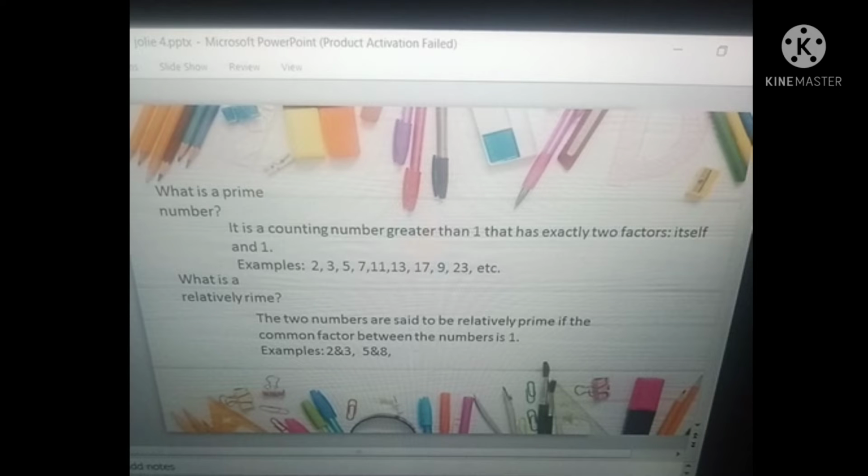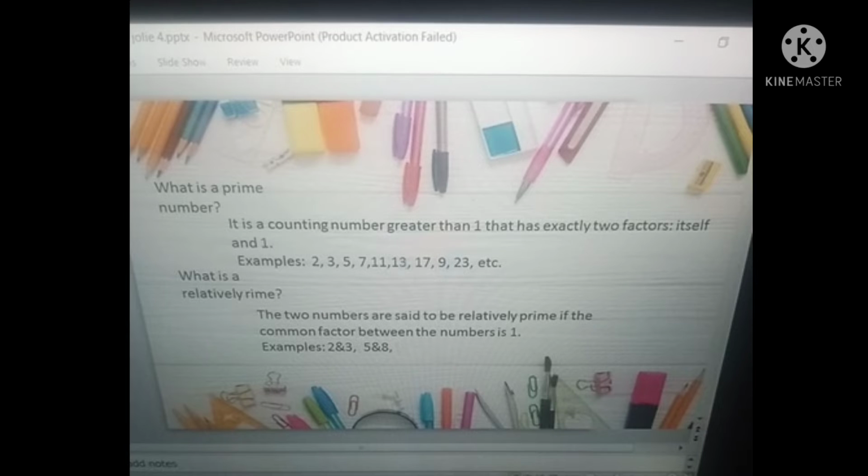According to the definition, a prime number is a counting number greater than 1 that has exactly two factors, including itself and 1. For example, 2, 3, 5, 7, 11, 13, 17, 19, 23, and these are some possible examples of prime numbers. The number 2 is a positive number greater than 1, and it has only two factors, 1 and itself. The same goes for 3, 5, 7, 11, 13, 17, 19, 23, and many more.